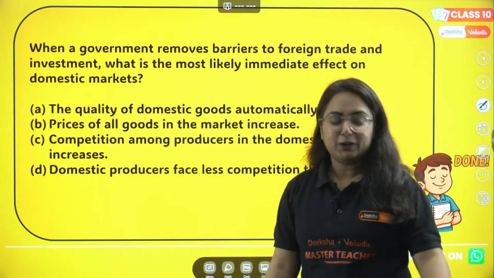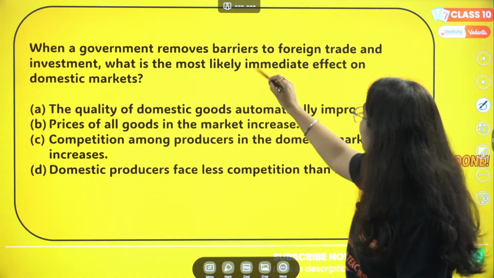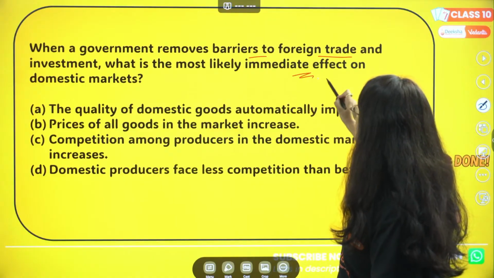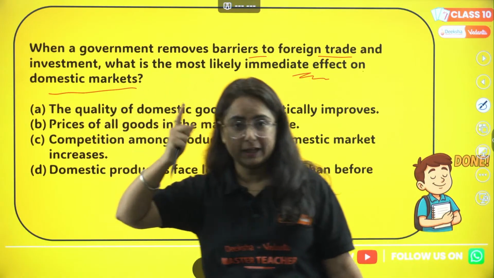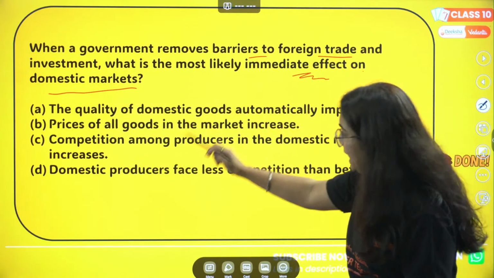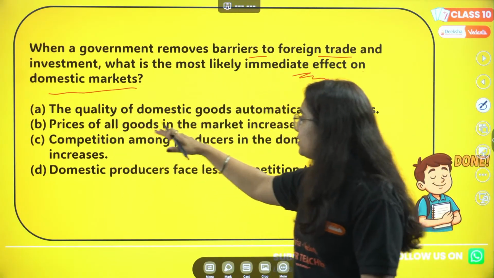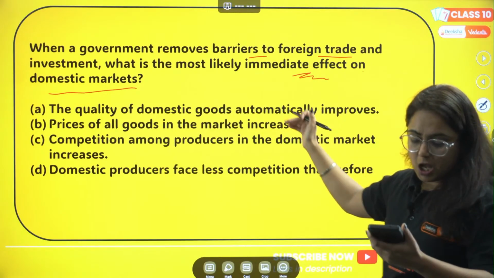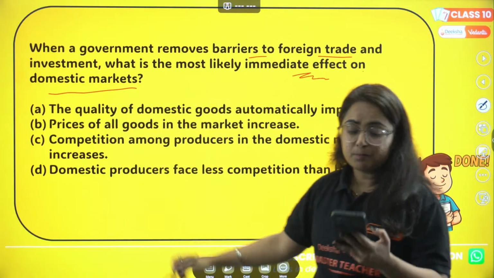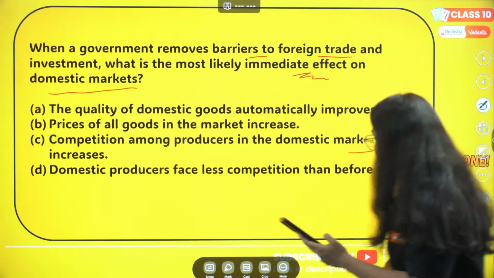We have a question in front of you. All the students, give the answer as fast as possible. When a government removes barriers to foreign trade and investment, what is the most likely immediate effect on the domestic market? Removal of barriers is happening here. Option A, the quality of domestic goods automatically improves. Option B, prices of all goods in the market increase. Option C, competition among producers in the domestic market increases. Or D, domestic producers face less competition than before.